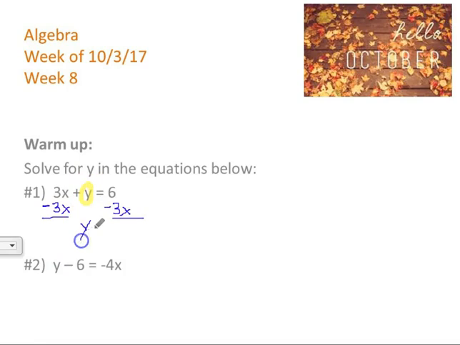Now we're left with just y on the left side of our equation, and we've got 6 minus 3x on the right side of our equation. Those are not like terms, so we cannot combine them. So our final answer is right here: y equals 6 minus 3x. Then we have solved for y.